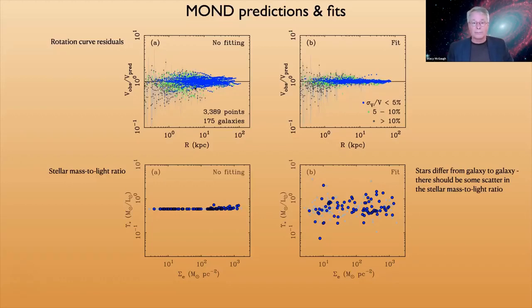So it's pretty good. And if you do the fitting, this is what I showed you before, then obviously that tightens up as you'd expect, because now you're adjusting the mass to light ratio a little to compensate. And here are the inferred mass to light ratios. And that's good, because if you know anything about stars, this makes your head explode. There has to be some scatter in this number because there are different kinds of stars in different galaxies. And so this scatter is what we expect, not that.